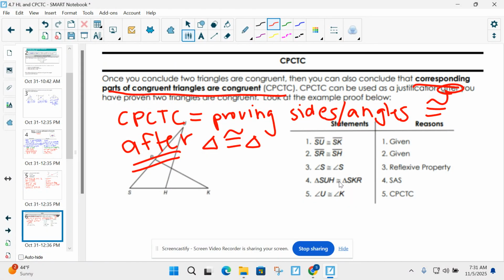So here this is a good way to show the use of CPCTC.